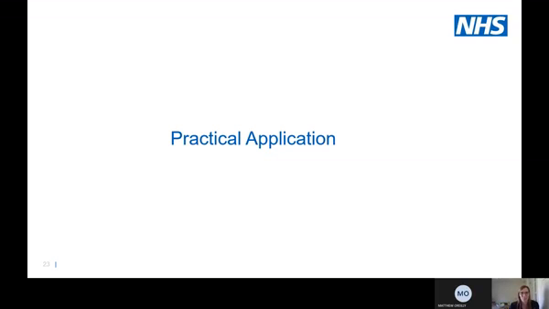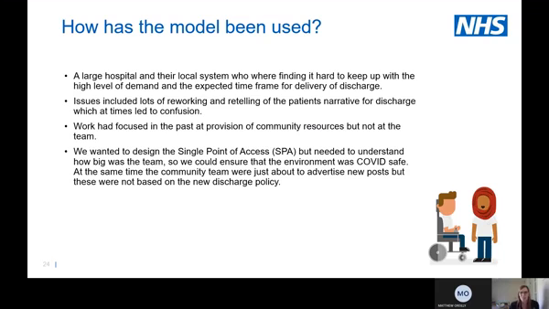Thank you, Matthew. So as I said earlier, I was working with a really large system. It's a big acute trust, and they were under massive demands because of COVID, and they also had a lot of complex needs for their patients. This model was the starting point because we really needed to change things at pace.